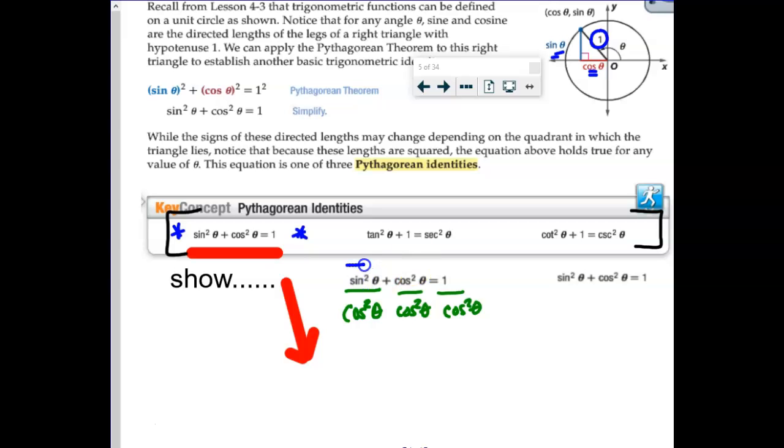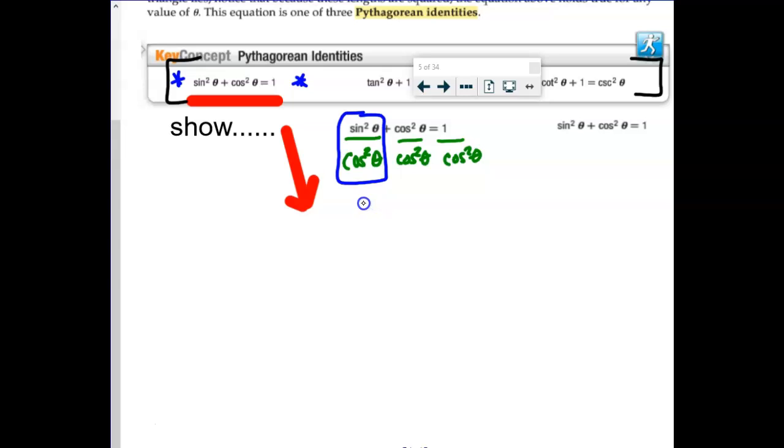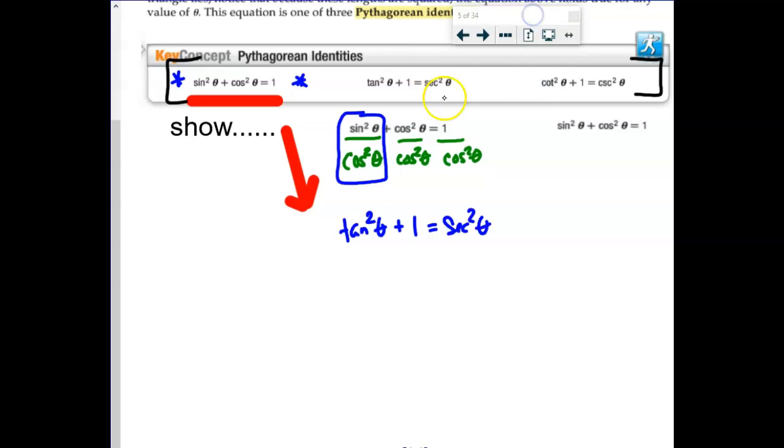Watch this. What's sine squared over cosine squared? Tangent. It's squared, so we'll call it tangent squared. And what about cosine squared divided by cosine squared? That's 1. And then what about 1 over cosine squared? Well, 1 over cosine would be secant, so this guy would be secant squared. Oh, look at that. It's this guy. So I took the original one, and I divided everything by cosine squared, and I got this guy.